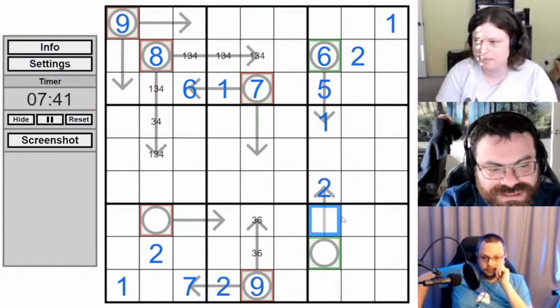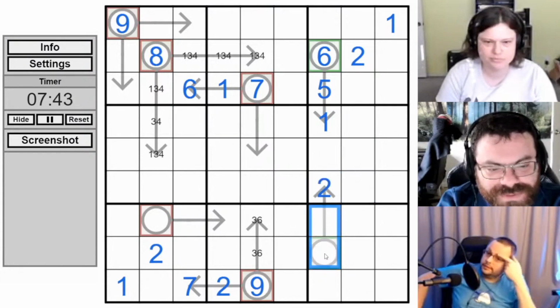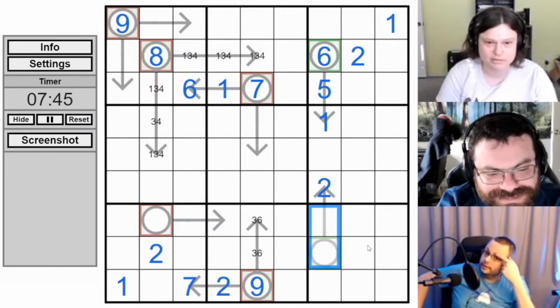Yep. And so now we would probably look at this arrow. I would think so. And now the 7, remember, indexes the 3.